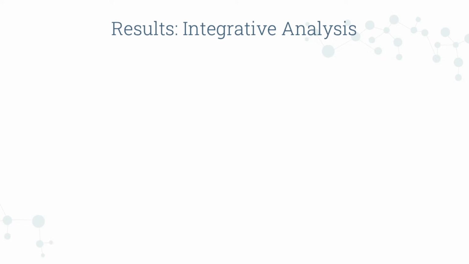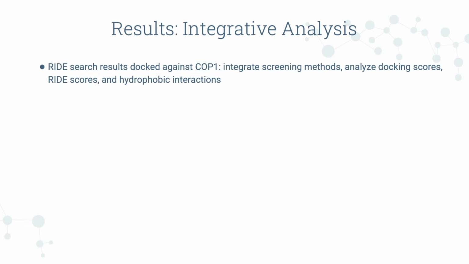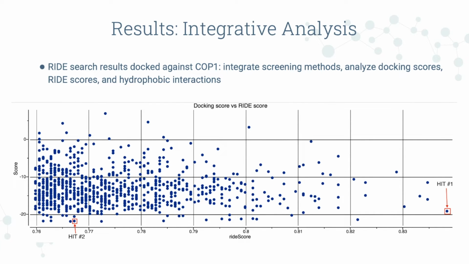The RIDE search resulted in a list of several drug-like ligands that were similar to the RIDE template, and the output of the RIDE search was then docked against COP1. A scatter plot was constructed to compare the RIDE score and the docking score of the drug-like ligands.